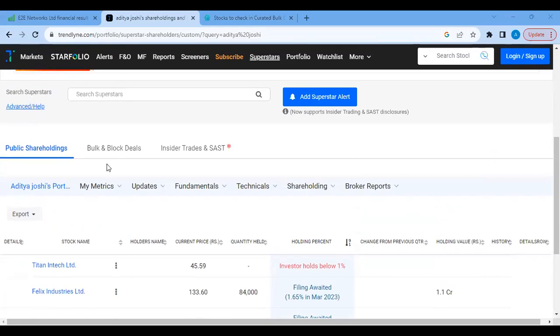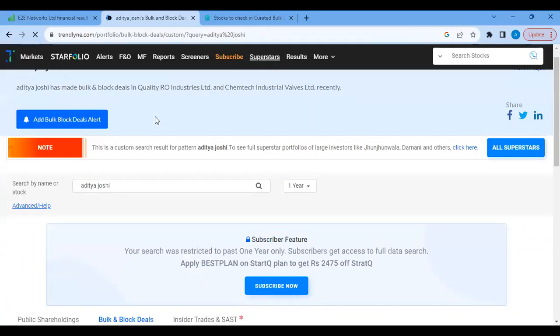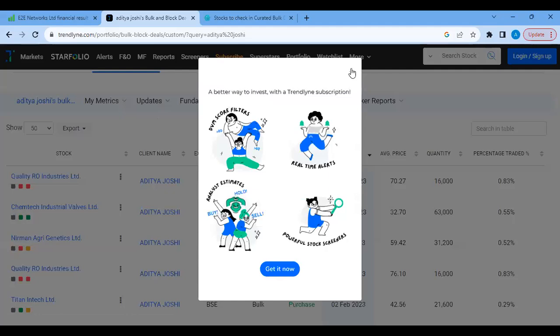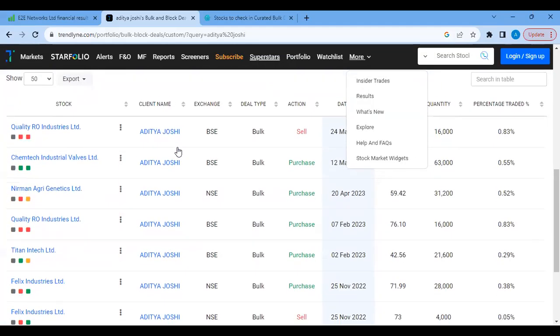Felix was a bulk deal which I did. You can see. I'll just show you my bulk deals, okay? So I also have a public portfolio. You can track it, right?